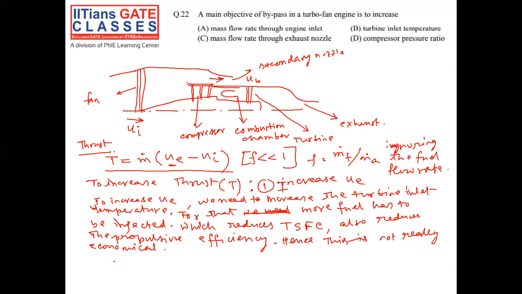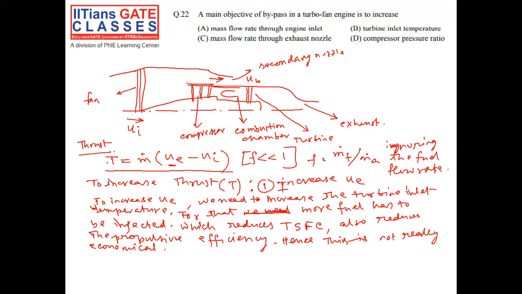So what is the other way? The second method of increasing the thrust is to increase the mass flow rate m dot, right? So if we have to increase T, one way is to increase UE, the other way is to increase the m dot. So increase m dot or the mass flow rate, and this is the philosophy that a turbofan engine incorporates, that it increases the mass flow rate going inside the engine, and by that means it increases the thrust produced. So what happens in a turbofan engine?